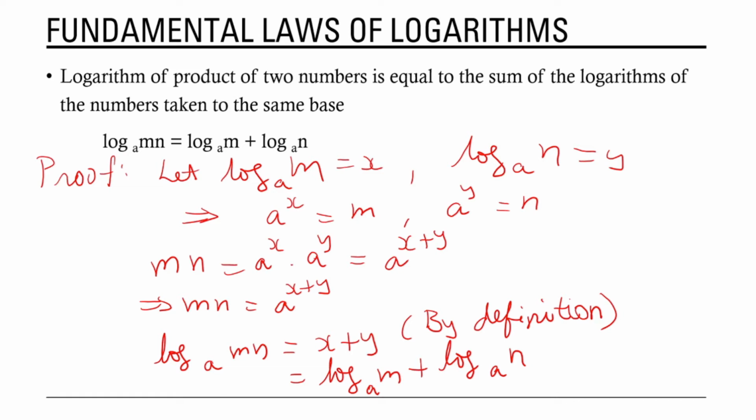Now, let us take log of 15 to the base 10. We can write log 15 as log 3 into 5 to the base 10. This is equal to log 3 to the base 10 plus log 5 to the base 10. So, this is how we can express the logarithm of the product of two numbers as the sum of logarithms of the numbers.